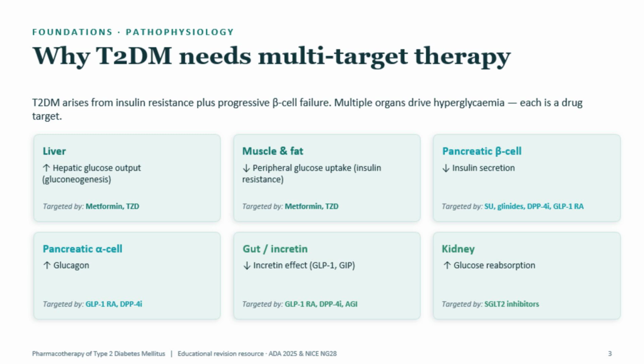And here's why that matters. Every one of those arrows is a drug target. That's why we combine agents, and it's why this whole lecture makes sense. Keep this map in your head.